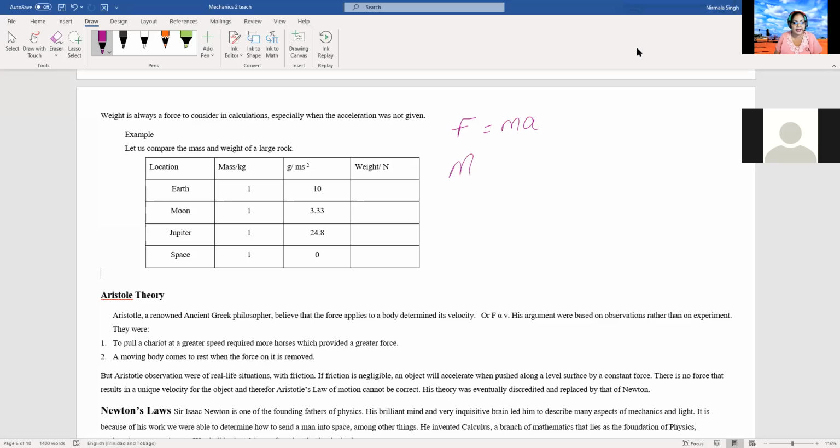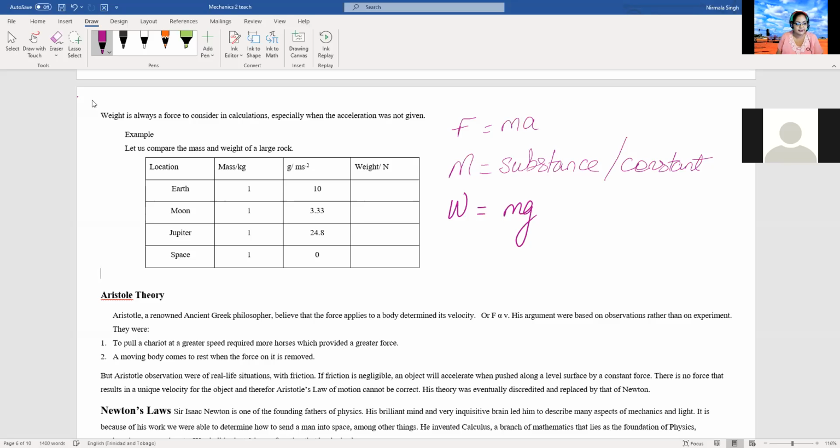We know that mass is a measure of how much substance an object has, right? So this is a constant value of a given object. Your mass does not readily change unless you would physically remove something from that object. And then we have weight.